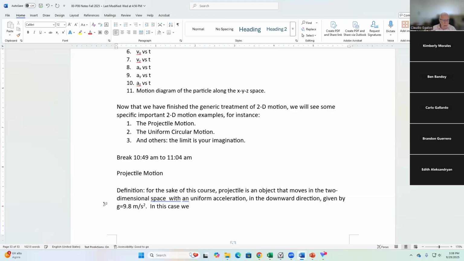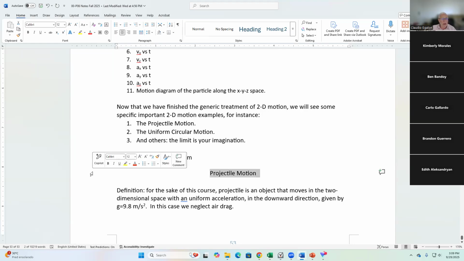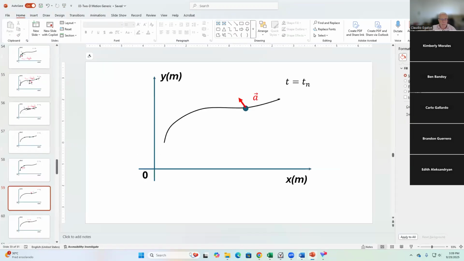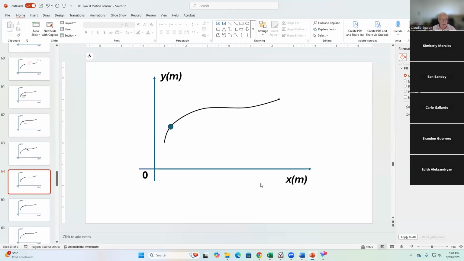In this case, we neglect air drag. If you introduce air drag, then the type of motion is no longer that of a projectile. Don't forget, projectile has all sorts of definitions out there, but for the sake of this chapter, for the sake of this section, that's what I mean by a projectile and projectile motion.